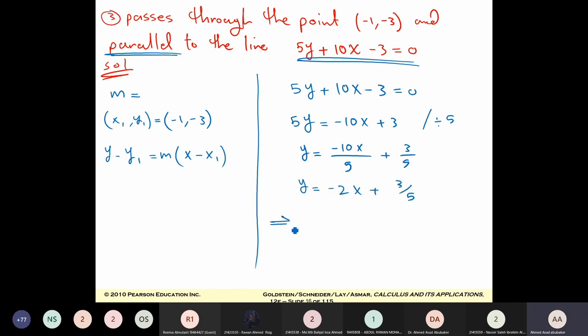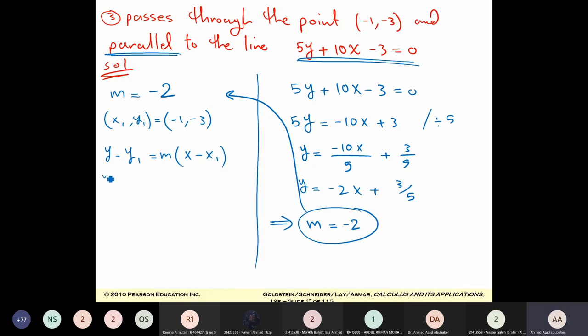We can conclude that the slope equals minus 2. So we have the slope negative 2, which is parallel to our line that we need to find the equation of. So it has the same slope.